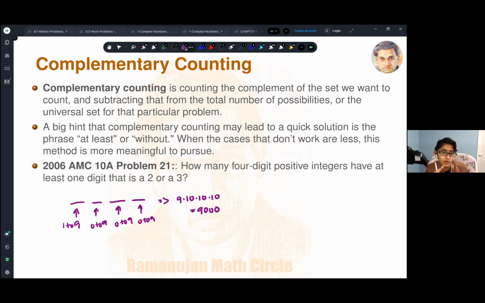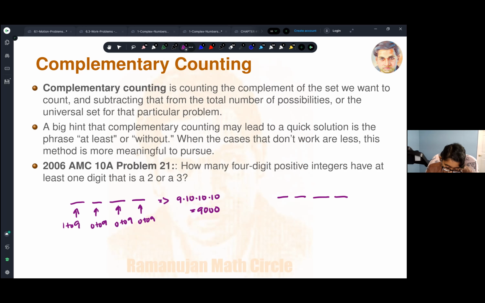Now they're asking for how many 4-digit positive integers have at least one digit that is a 2 or a 3. It would be hard to count every single number that has at least a 2 or a 3, because it could have a 2 and a 3, just a 2, or just a 3. It's too much work. So instead we figure out how many numbers have neither a 2 nor a 3, because that's the opposite of the condition.